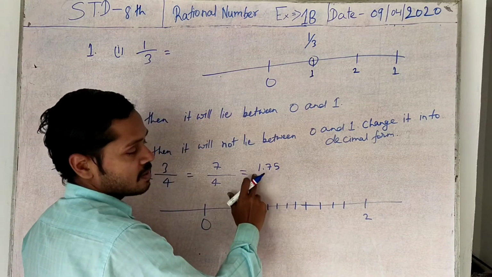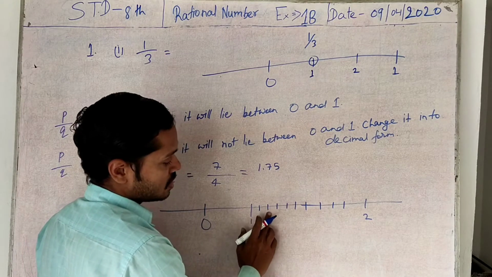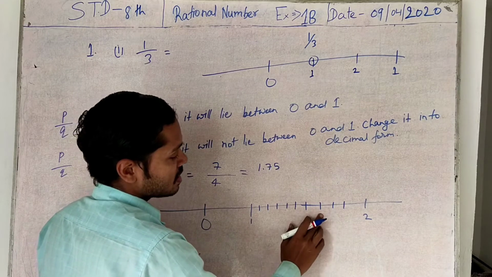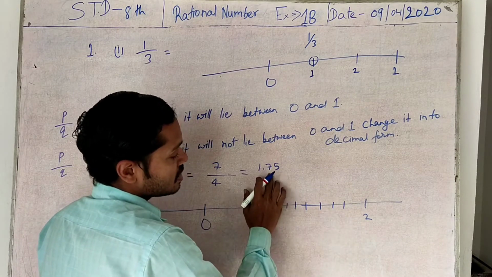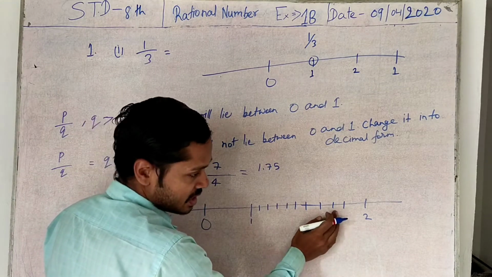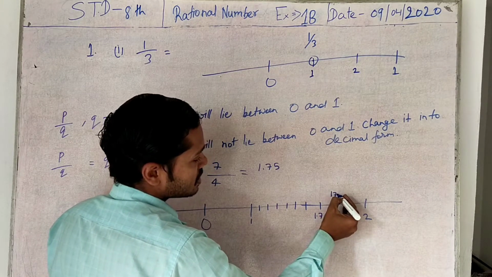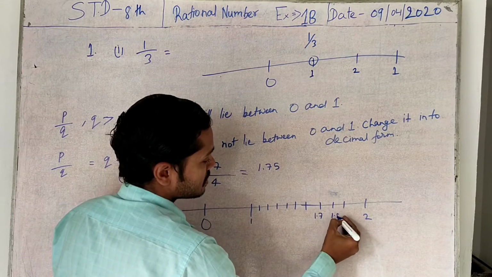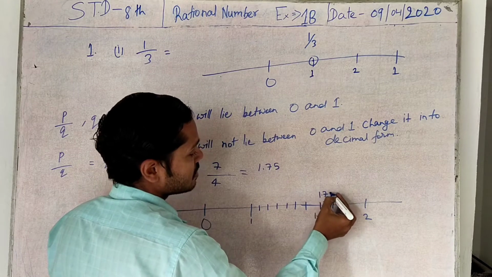So now look at, first of all we have to draw 1.7: 1.1, 1.2, 1.3, 1.4, 1.5, 1.6, 1.7. There is 1.7, but this is 1.75. Then 1.7 here and 1.8 here. Listen, I am writing here 1.8. Then 1.75 lies here.